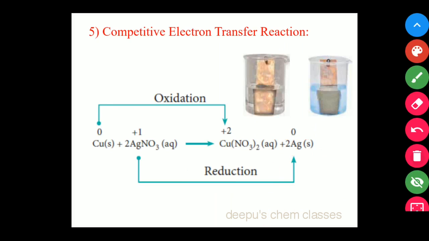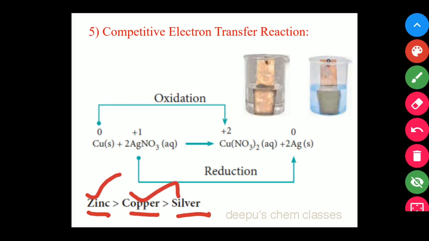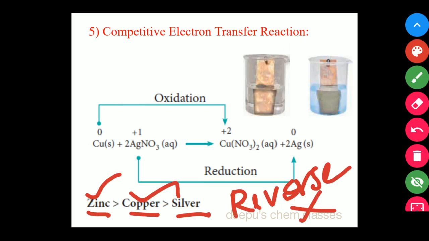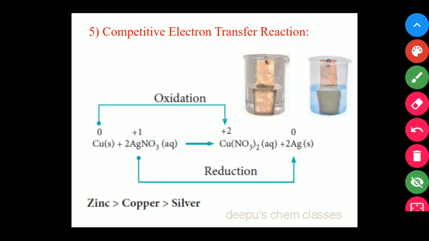Okay, so from this you can understand among the metals zinc, copper, and silver, zinc shows higher electron releasing nature than copper, which shows higher electron releasing nature than silver. So, when zinc and copper react, zinc can displace copper. When copper and silver react, copper can displace silver from the other compound. But the reverse reaction is not possible. Okay, reverse is not possible. Remember. So that's all about the types of redox reaction.